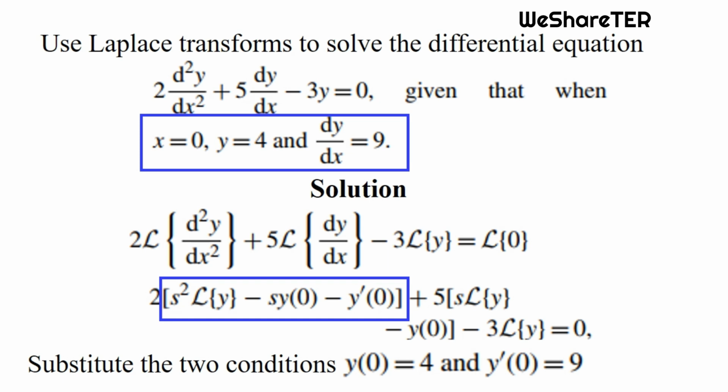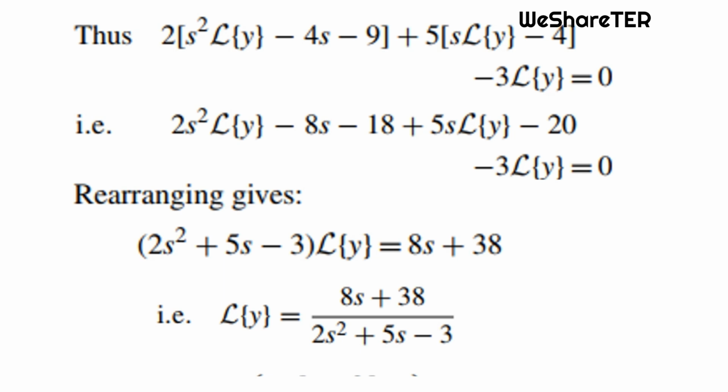But remember that the next thing now is that we must substitute the conditions. Here we have 2 conditions because we are dealing with a second order equation. So the first one is y of 0 is 4 and y prime at 0 is 9. After we substitute the 2 initial conditions, we need to simplify it, because we expand and multiply the Laplace transform of the second derivative, including the conditions.